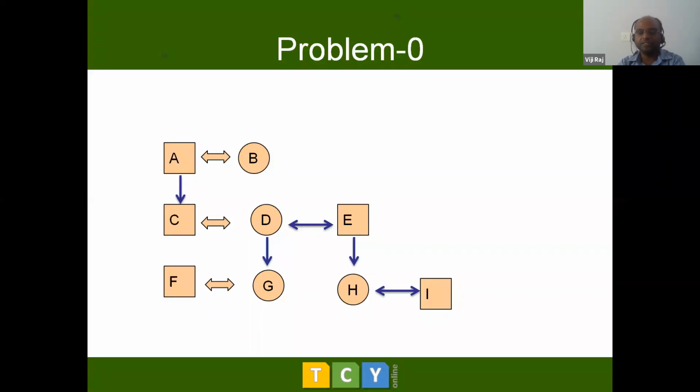Okay, my next question is, how is E related to G? How is E related to G?